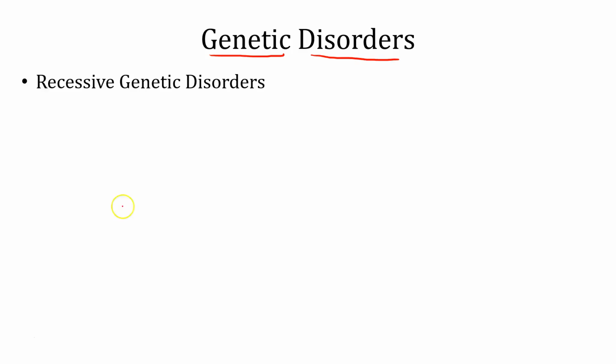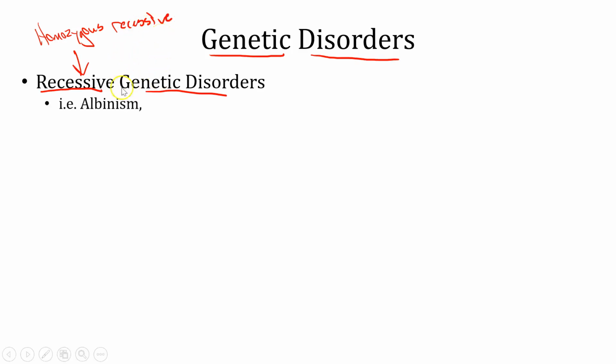Well, when we're talking about genetic disorders, there are some that are recessive genetic disorders, and what this means is that both copies of the allele must be recessive. So in order to actually have the disorder, the individual must be homozygous recessive.